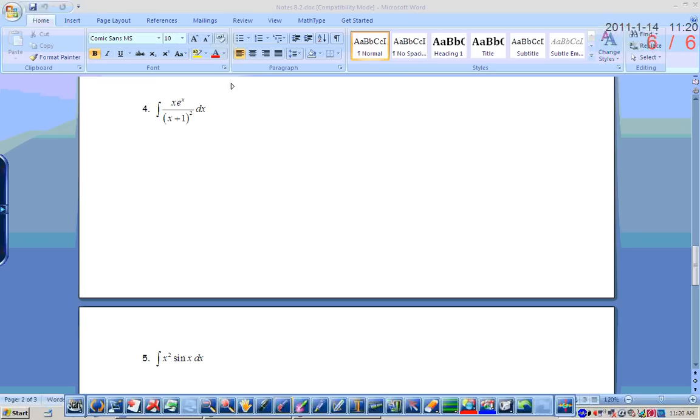And another thing that I could do, if I don't want to think of this as a fraction, is write this as x e to the x and then times x plus 1 to the negative 2. And I will tell you that we want to break it up into the x e to the x and the x plus 1 to the negative 2. So which one would you rather integrate? Okay, so let's let u be x e to the x and dv be x plus 1 to the negative 2 dx.